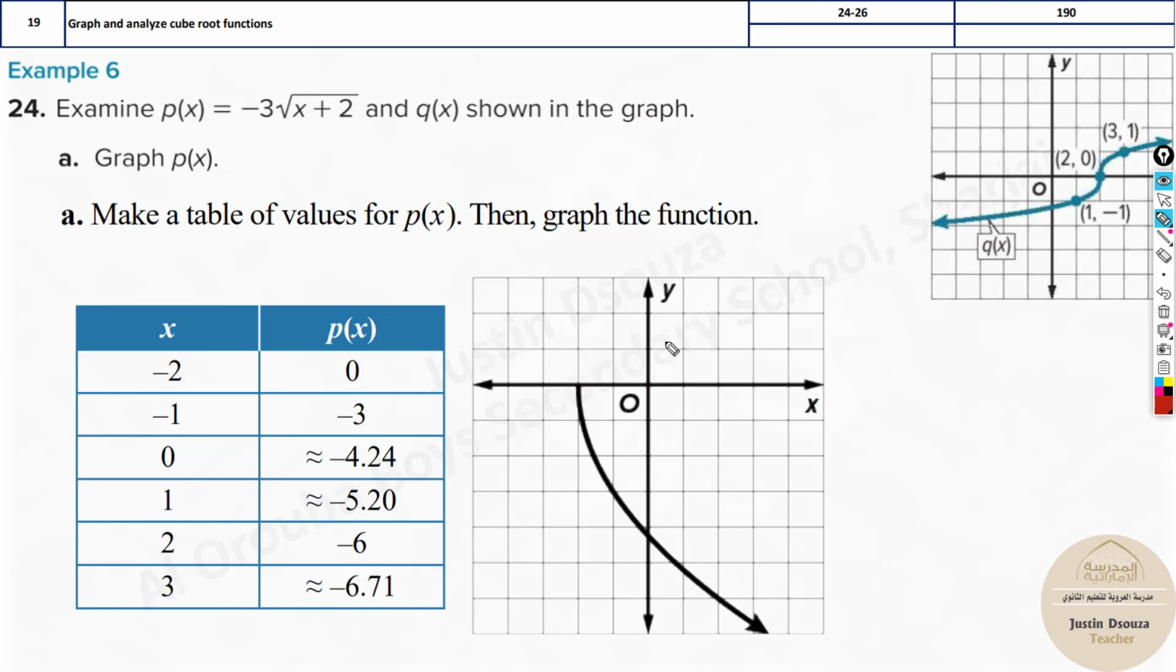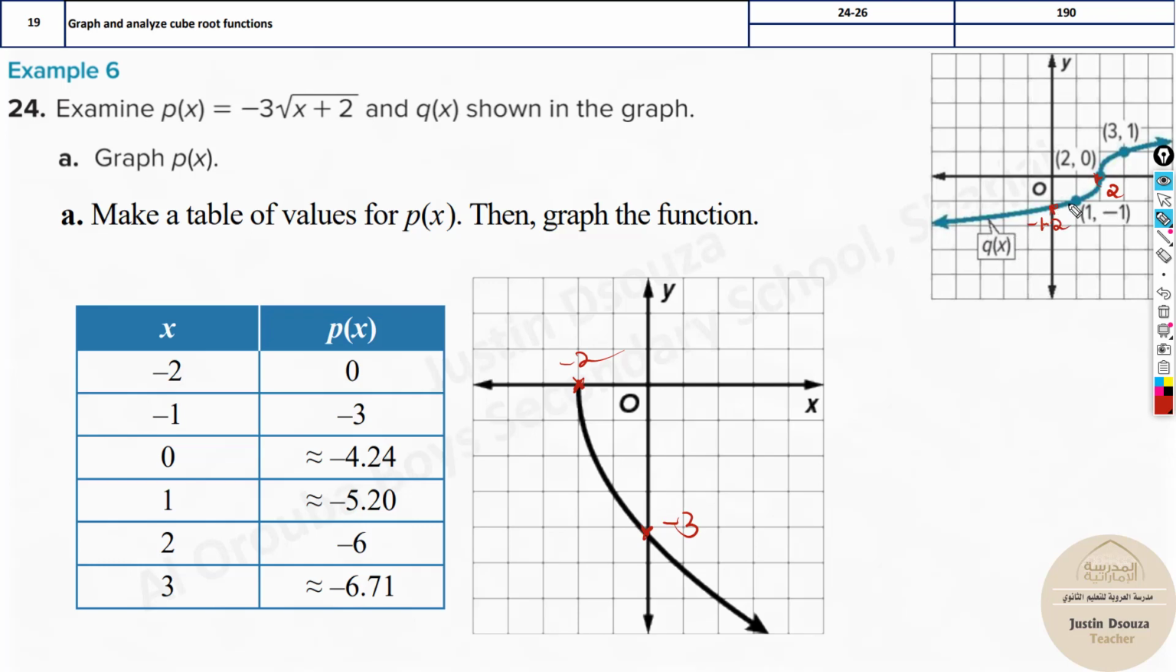What else can you check? You can see the intercept. What is the x-intercept here? The x-intercept is -2. What is the x-intercept here? +2. What is the y-intercept? -3. The y-intercept is -3. Here it is somewhat -1.2 or something like that. Okay, not accurate.